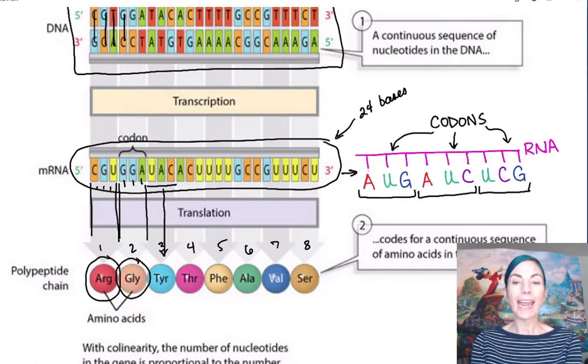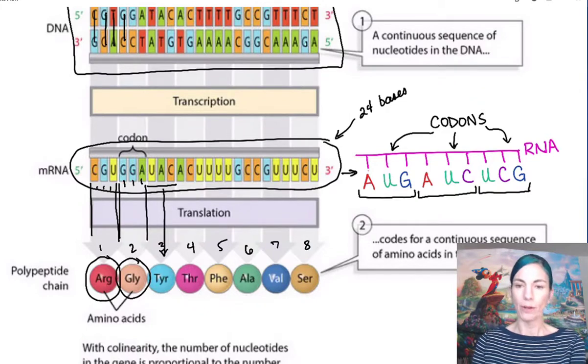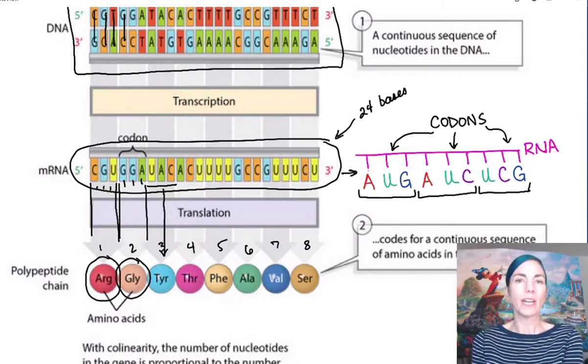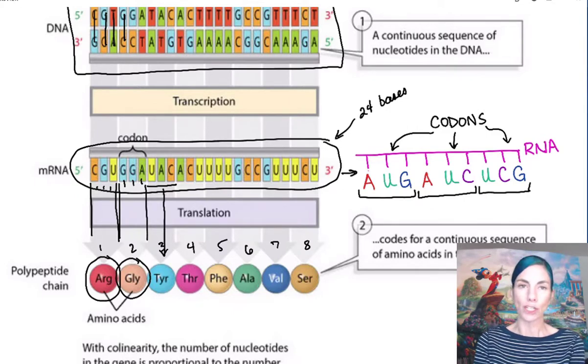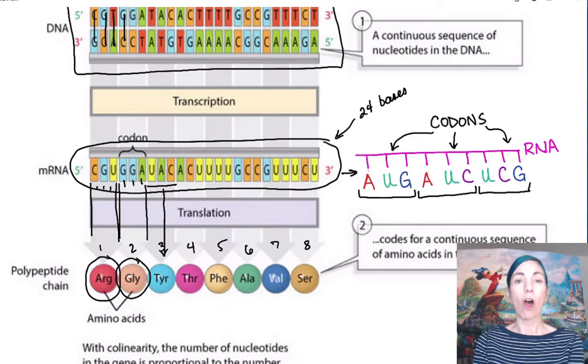How do we know what AUG codes for? Or what about AUC? Or what about UCG? How do we know what any of those codes for? Well, it turns out that this has also been elucidated by scientists, and they have published a very handy-dandy translation chart, also known as a codon chart, that basically lists all 64 permutations of codons. There are 64 possibilities, and it tells you what each codon translates to. So let's go ahead and take a look at that.